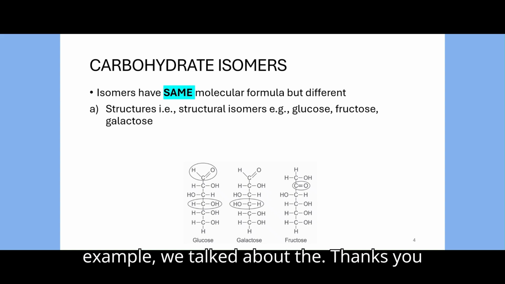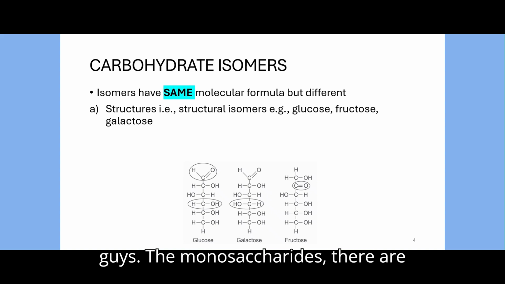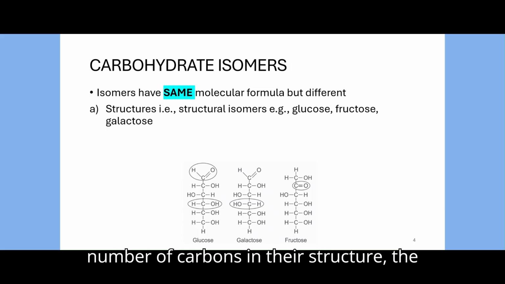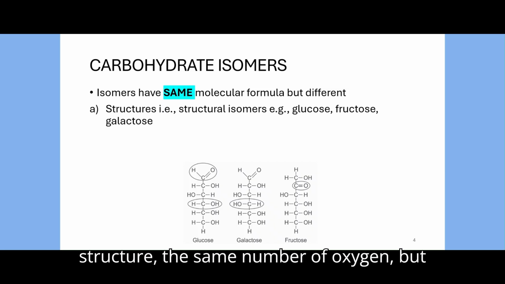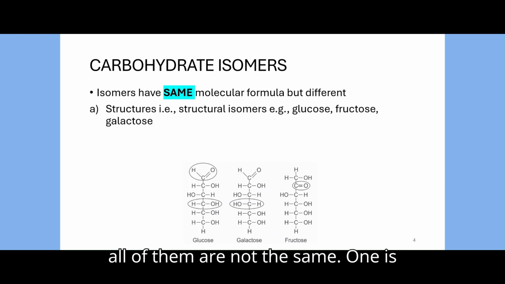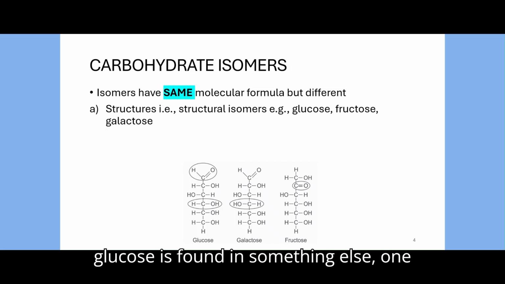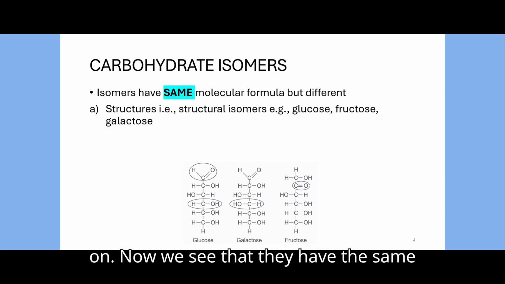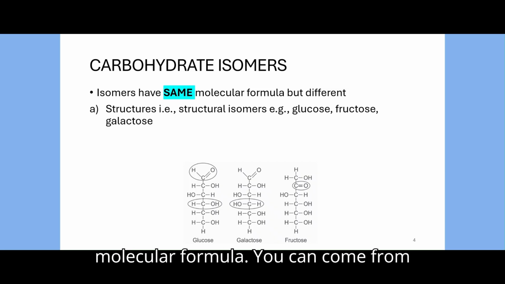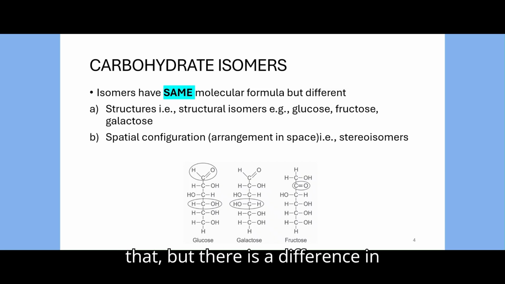That's why, for example, we talked about the basic sugars, the monosaccharides. There are 3 of them: glucose, galactose, fructose. All of those have the same number of carbons, the same number of hydrogens, the same number of oxygens in their structure, but all of them are not the same. One is glucose, found in something else. One is fructose, found in something else, and so on. Now we see that they have the same molecular formula, same chemical formula, but there is a difference in the structure. We talked of glucose.